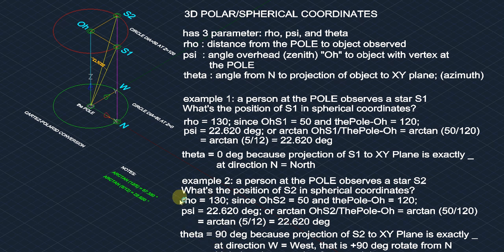Hi, today we want to talk about 3D polar coordinates or spherical coordinates. This coordinate system is useful for showing the position of some objects in 3 dimensions.